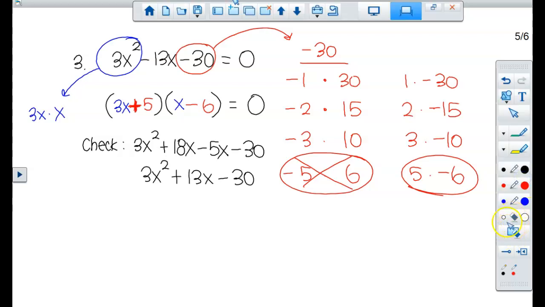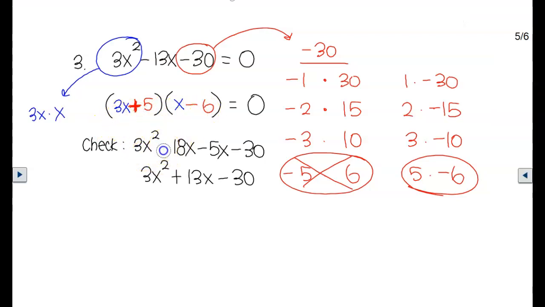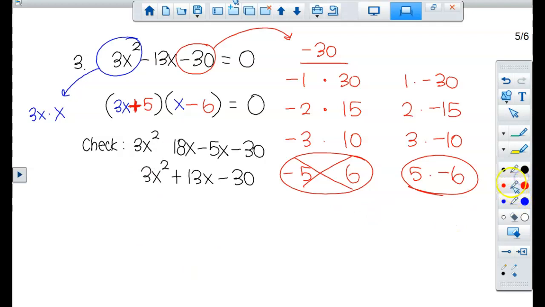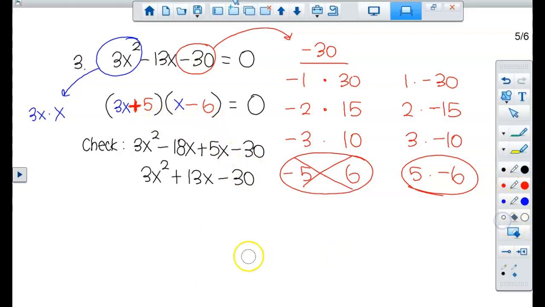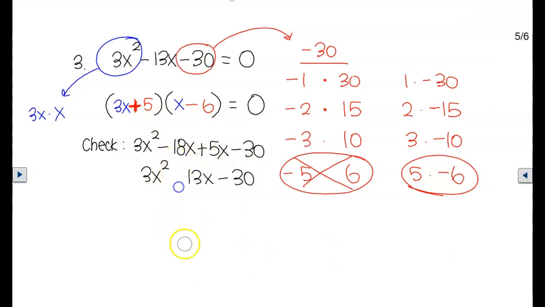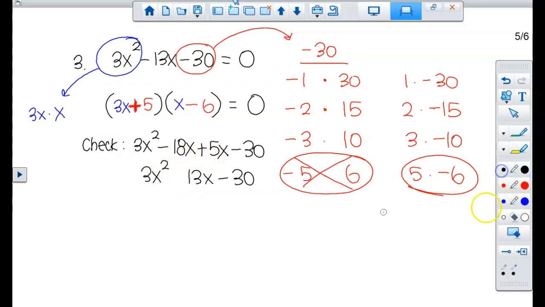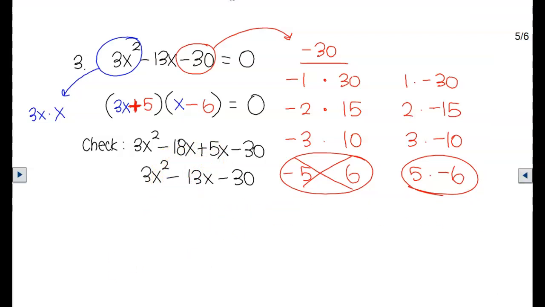So let's look at how that would change things. 3x times x is still 3x squared. 3x times negative 6 now makes that a negative 18x. 5 times 1x makes that a positive 5x. And 5 times negative 6 is a negative 30. And then when we combine our like terms, negative 18 plus 5 makes that negative 13x. So now this checks out.